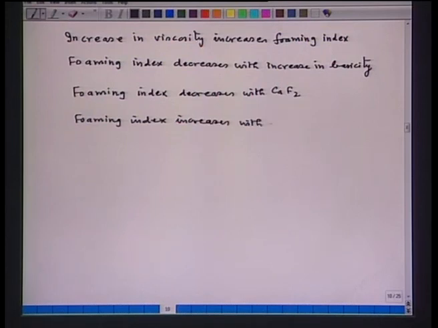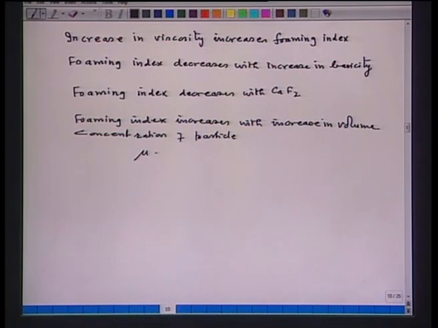with increase in volume concentration of particle. Now, why does it do so? Can you imagine? Because the more particles there are in the slag, the viscosity of the slag increases, on account of which the foaming index increases.